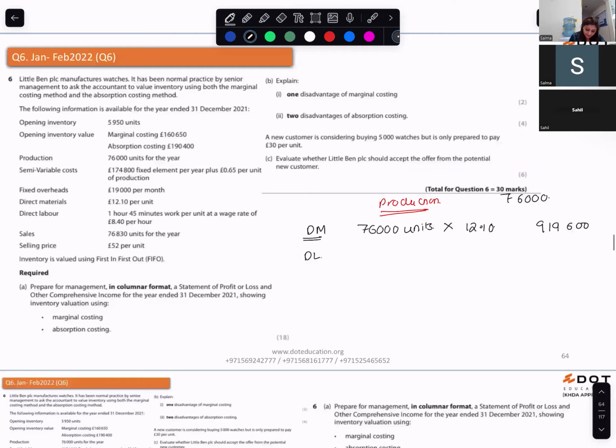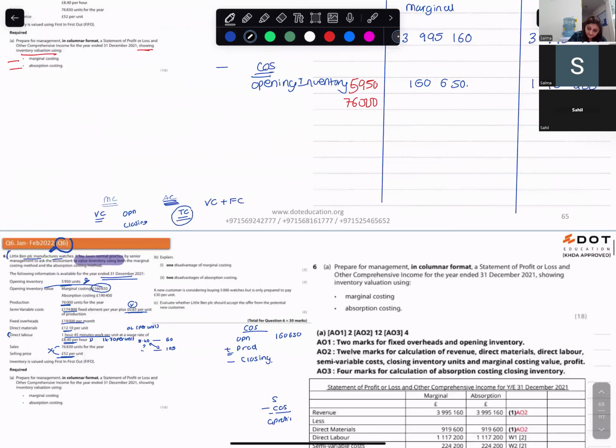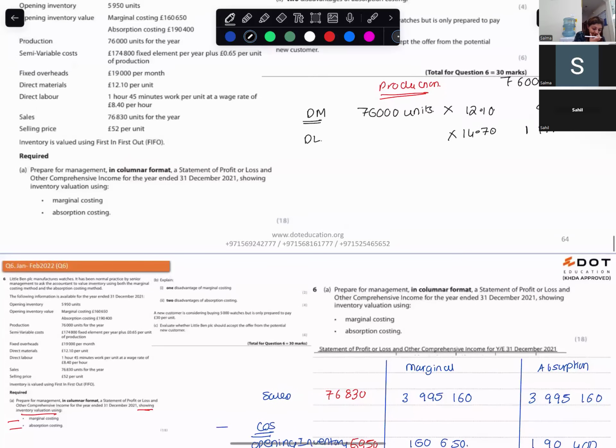Direct labor. We calculated direct labor per unit would be 14.7. So 76,000 into 14.7 is 1,117,200. With me? Yes.